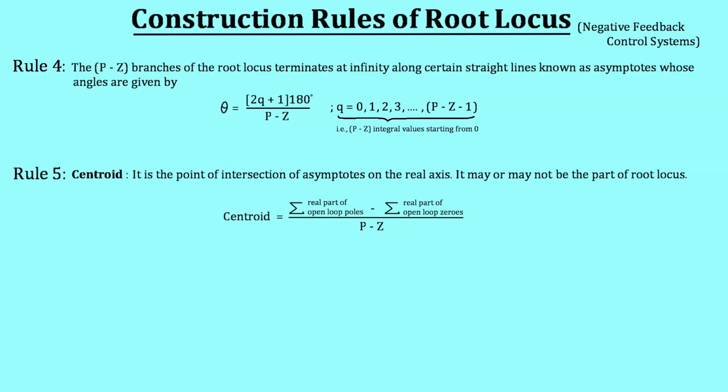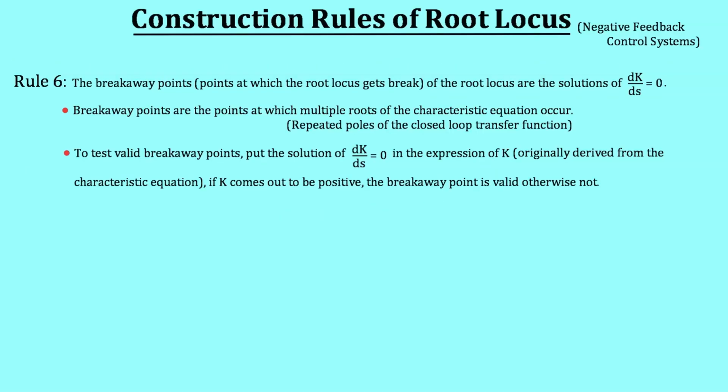The formula of the centroid is very simple. We have to subtract the summation of the real parts of open loop zeros from the summation of the real parts of open loop poles, the whole being divided by the number of open loop poles minus the number of open loop zeros. These two rules are more like formulas rather than rules. The sixth rule is quite lengthy, but obviously not difficult at all.